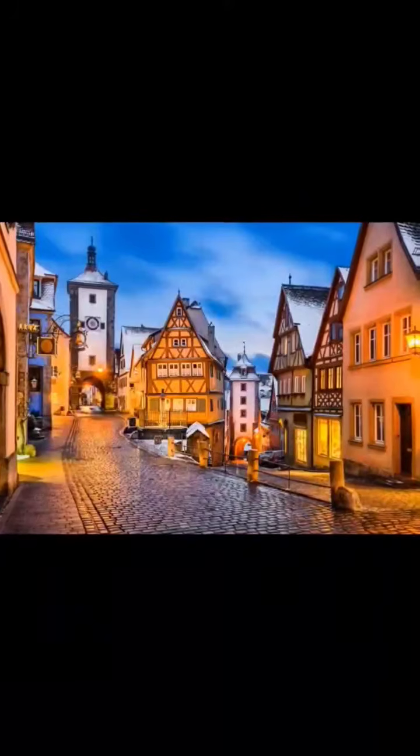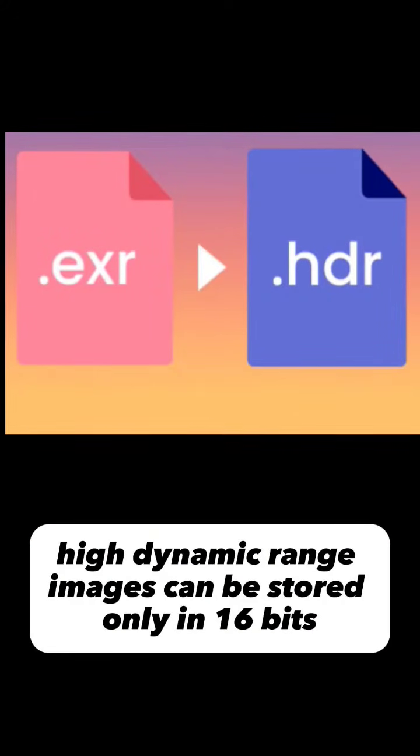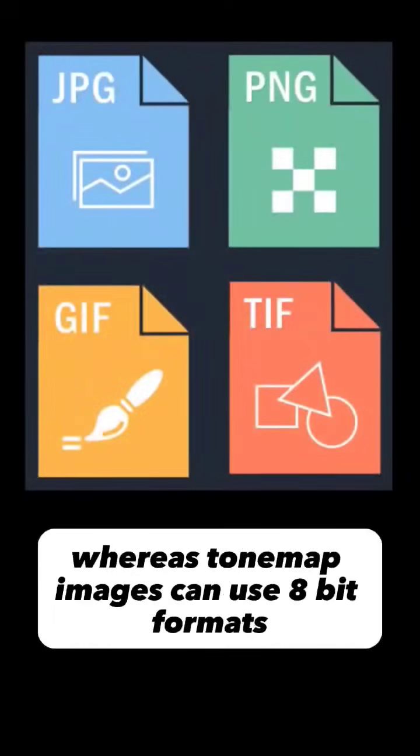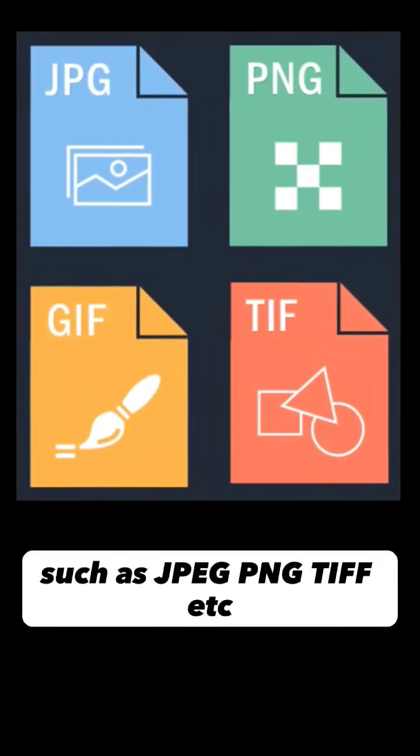washed out areas. High dynamic range images can be stored only in 16-bit or 32-bit formats such as HDR or EXR, whereas tone-mapped images can use 8-bit formats such as JPEG, PNG, TIFF, etc.